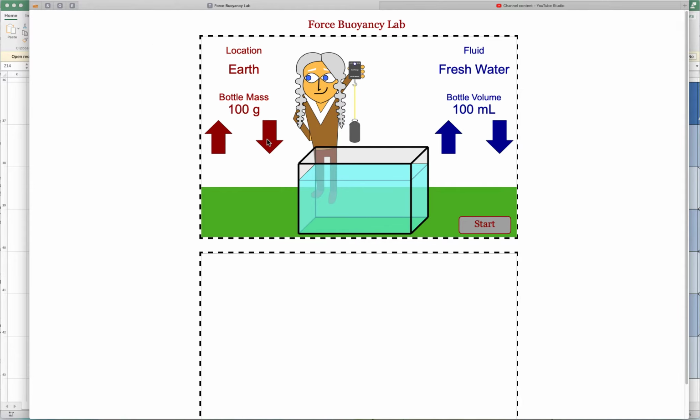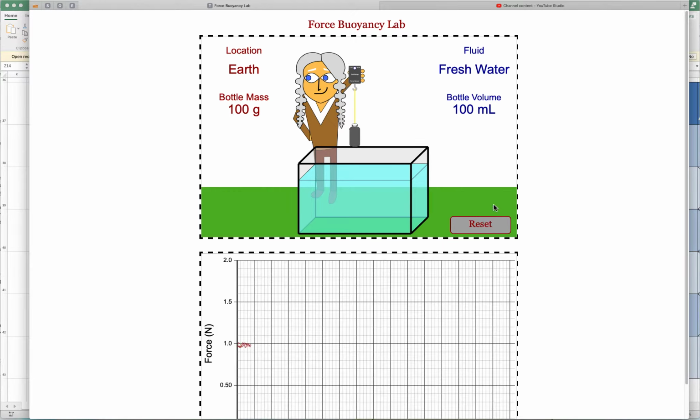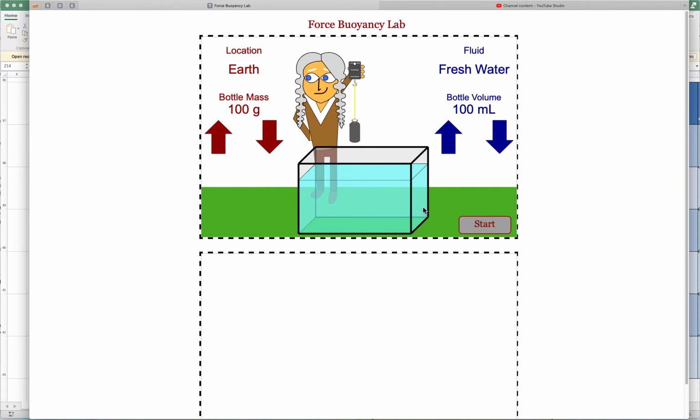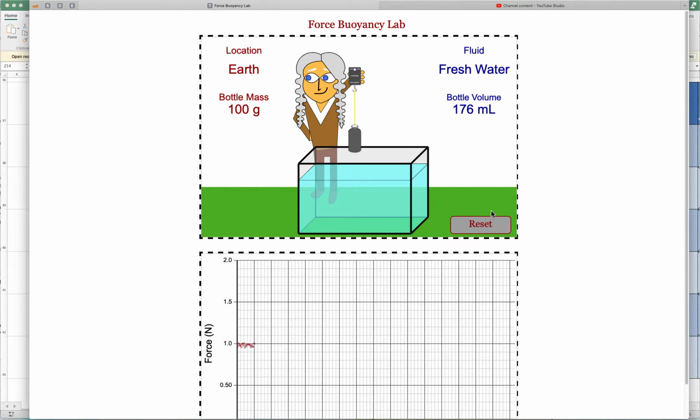And you'll again begin with the mass at 100 grams and the volume at 100 milliliters. And in this case, you're going to repeat the experiment. So the first trial should be similar. But for the other trials, you're going to keep the mass constant and increase the volume. So you'll increase the volume to some new value and then repeat the experiment.